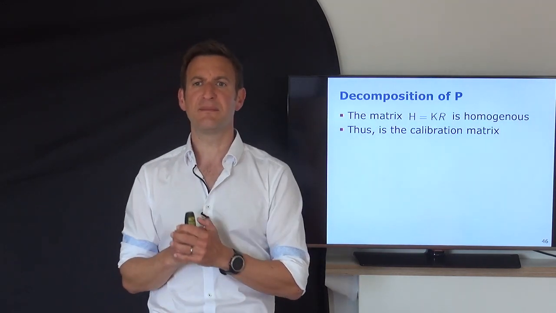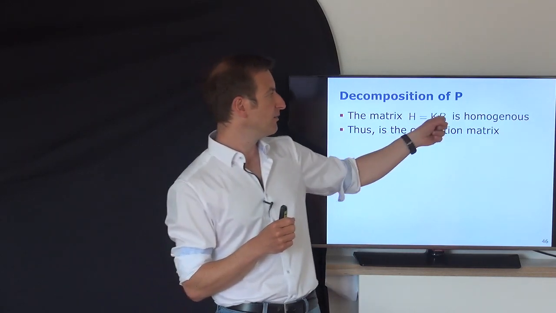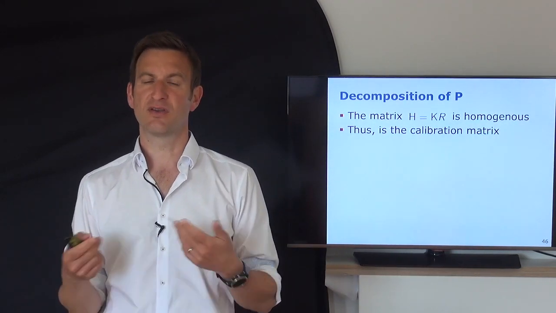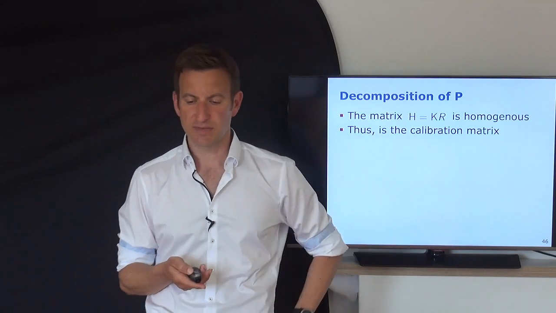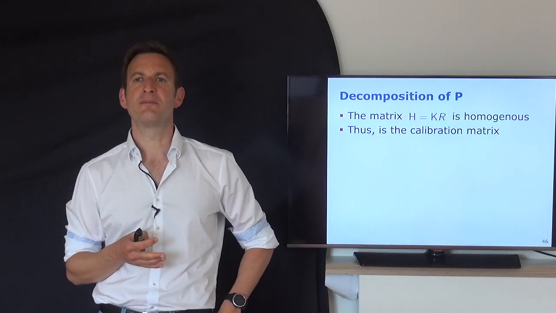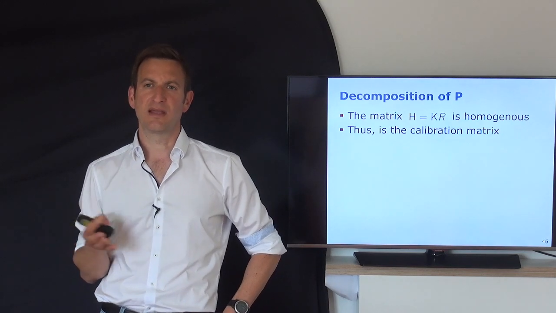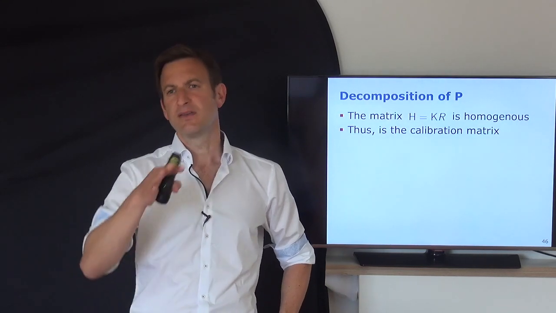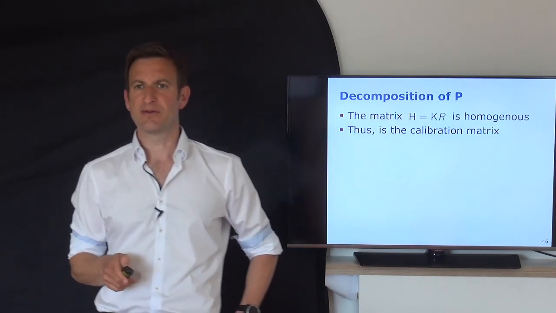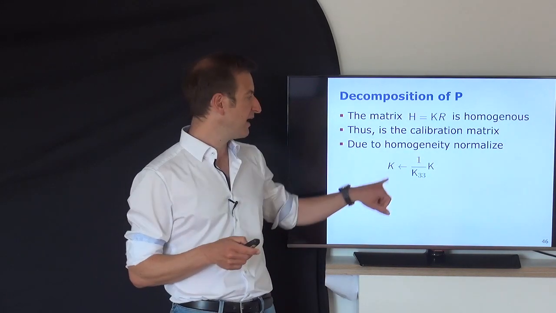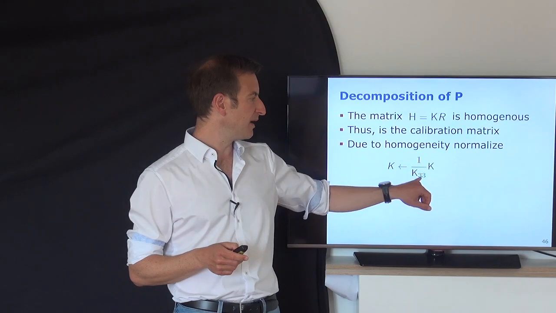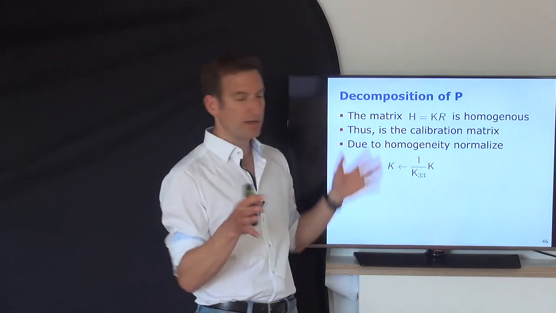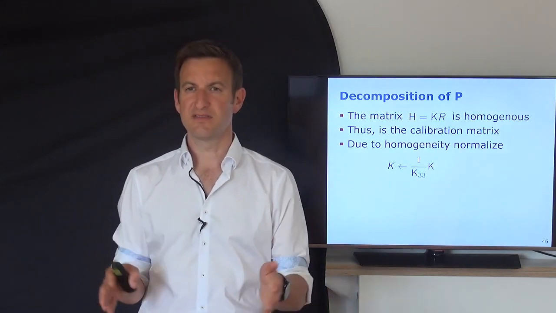One thing we need to take care of: our matrix H, with K times R, is a homogeneous matrix. And as such, the calibration matrix is a homogeneous matrix, because R is a standard rotation matrix. As a result, we need to make sure we have appropriate normalization. We can achieve this normalization by dividing the calibration matrix through its element 3,3, so that we have a 1 there and the rest of the parameters are appropriately normalized. So K can be updated as 1 divided by K3,3, the element 3,3 of the original matrix, so that this element becomes 1 and we have our normalized matrix. And then we have our matrix K.